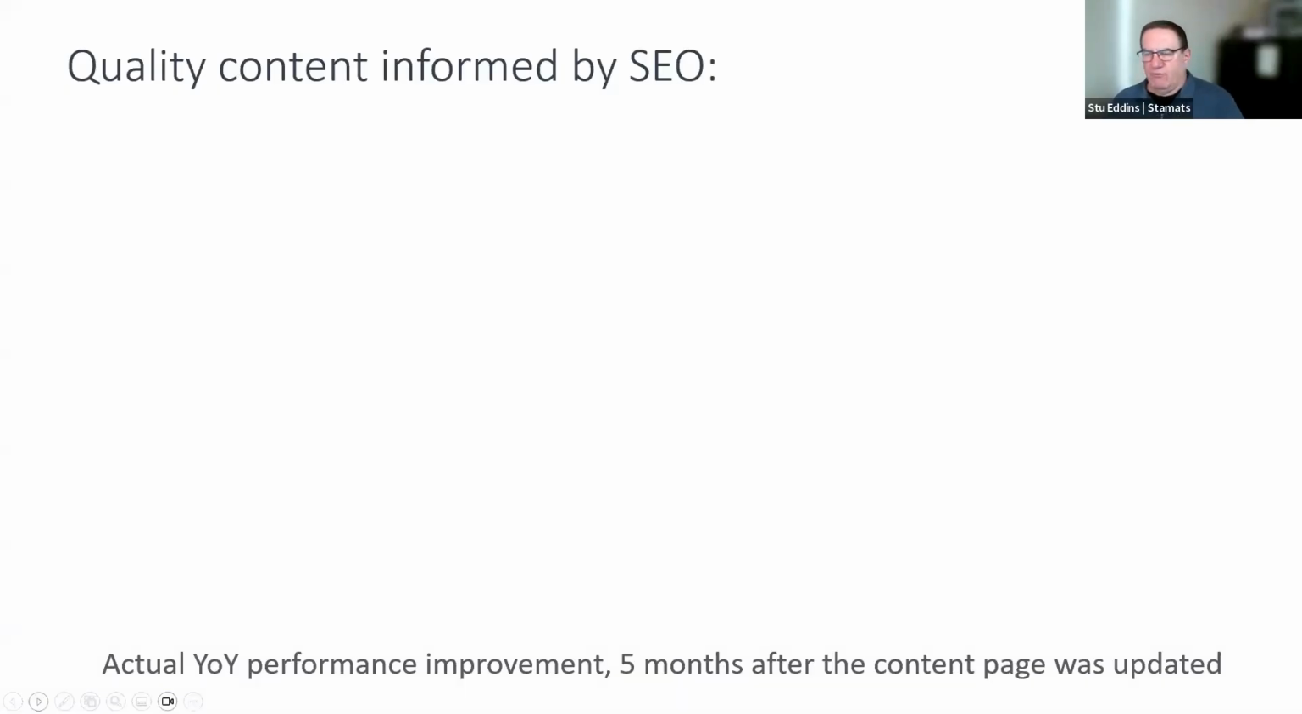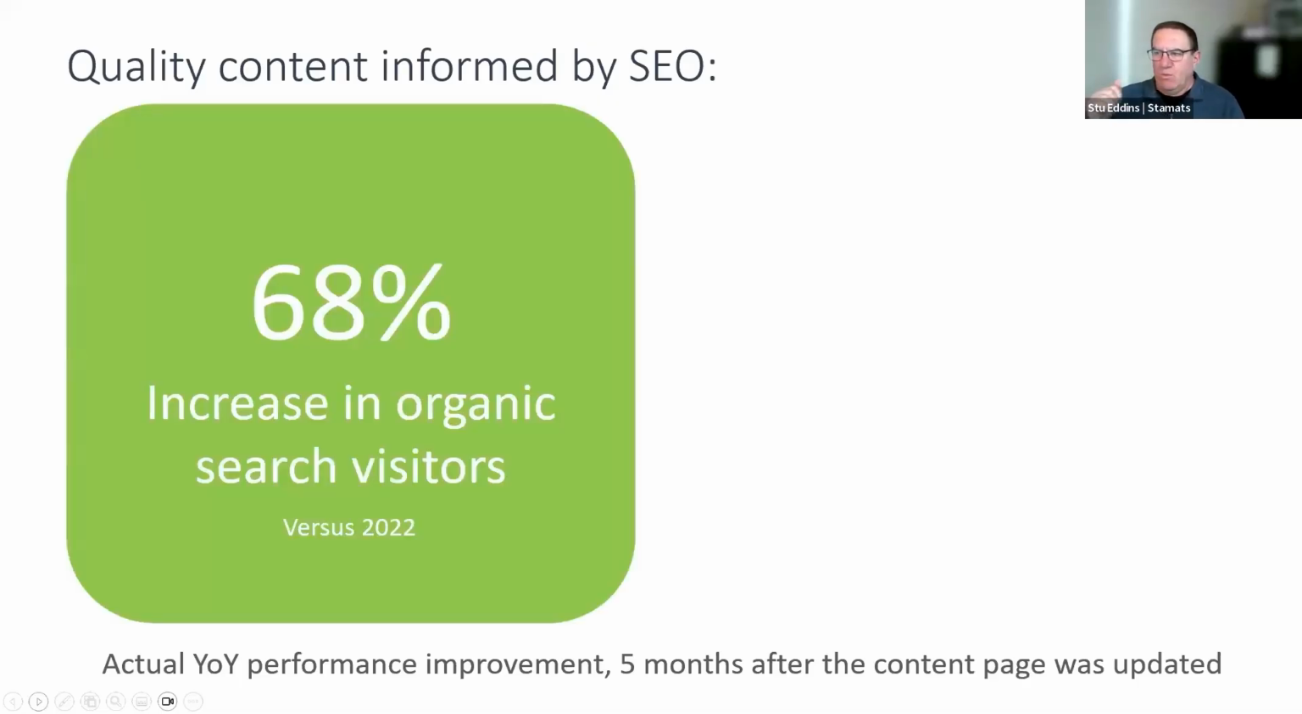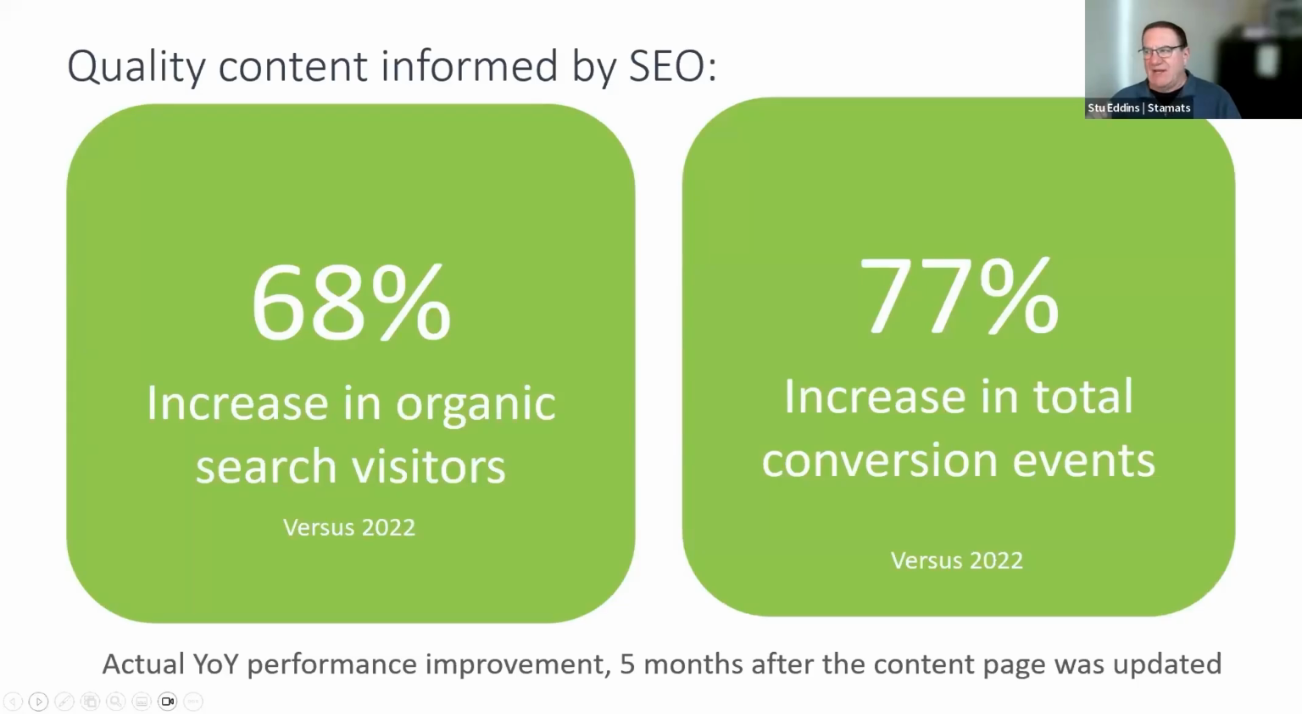So quality content informed by SEO. Here's the thing. This is an actual outcome from when a process like this was applied to a page. It took a little while, but 5 months in, this is what we had as far as an outcome. We did it as a year-over-year comparison on the same page, 68% increase in organic search visitors and a 77% increase in conversions from those same organic visitors. This process works. You have to have a page with good quality content to begin with.